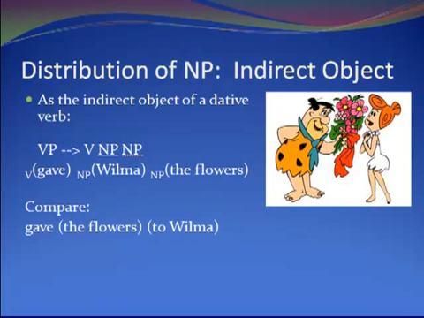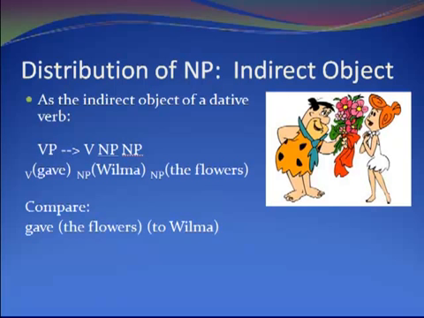Now here, of course, the flowers is the direct object, because if you think in terms of meaning, it's the thing undergoing the event. Fred Flintstone's giving the flowers. To Wilma is here the recipient. Okay, now we can express this in a slightly different way.